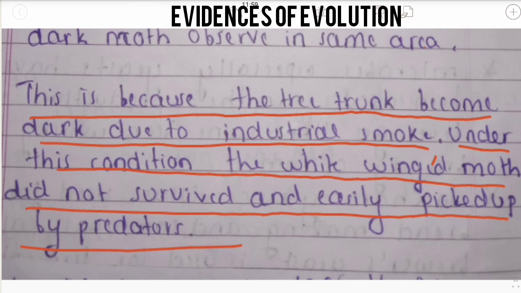Very simple. Before industrialization, there were more white winged moths than dark winged moths because the tree trunk was covered by lichen. After industrialization, the tree was covered by industrial smoke, so there were more dark winged moths than white winged moths. This is a really very important question and very simple. Write in the exam as I wrote here.